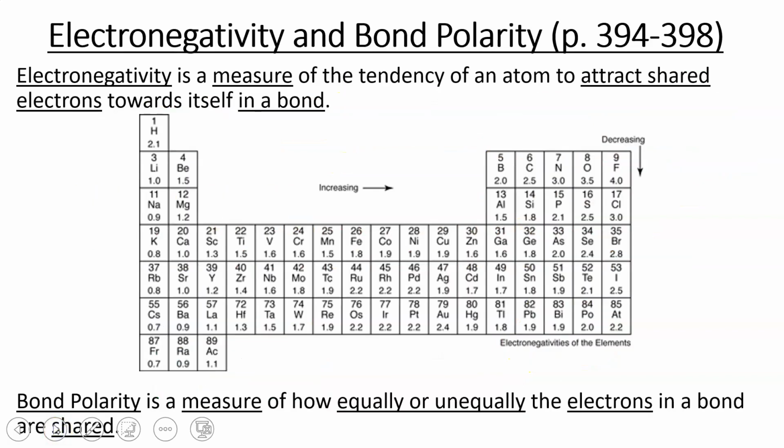It takes more energy. Electronegativity and bond polarity. Electronegativity is a measure of the tendency of an atom to attract shared electrons towards itself in a bond. We've talked about this in the periodic trend notes. You remember that group 1A is the least electronegative group because it's over here. Remember, the least electronegative element is francium, and the most electronegative element is fluorine, so we would say that electronegativity really increases going this way.